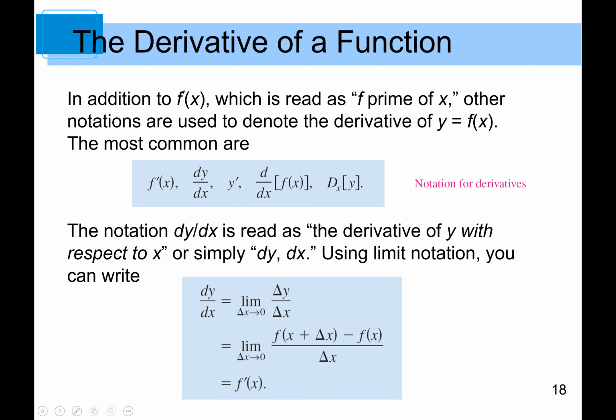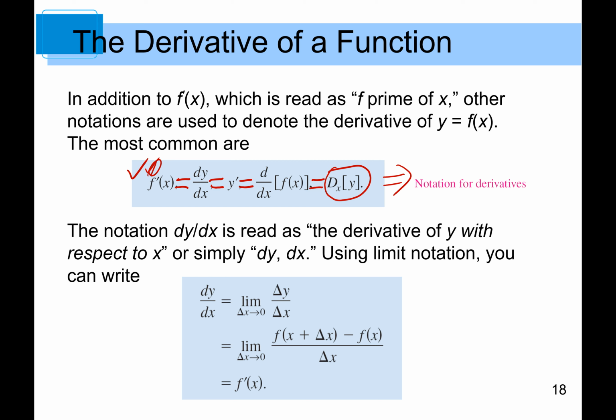In addition to f prime of x, people also use, they all equal, right? This is equal to that, equal to that, equal to that. People also use dy over dx. Also, you see people using y prime. You may also see d over dx of f of x. Also, this is capital D subscript x of y. They are all notations for derivatives, and they are equivalent. But the most common ones would probably be the first three.